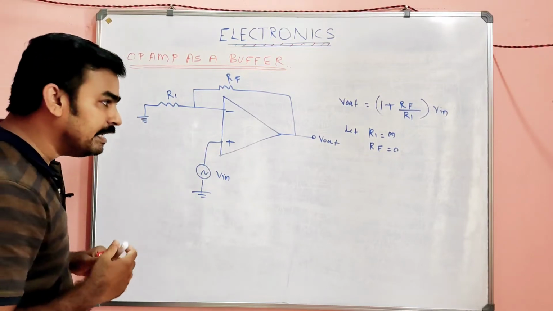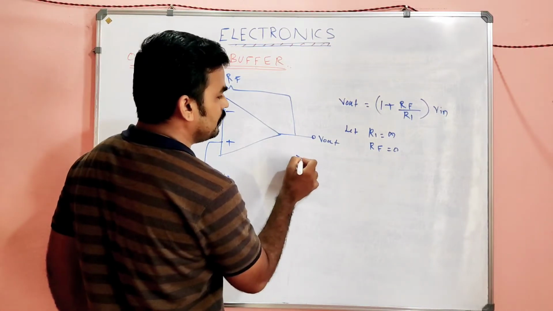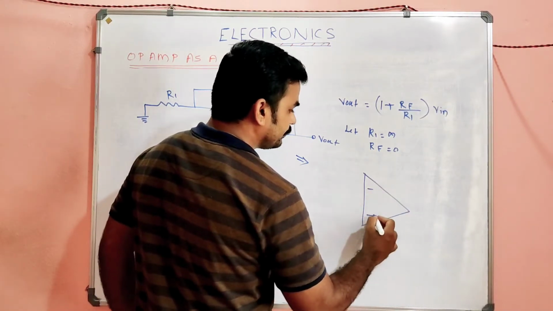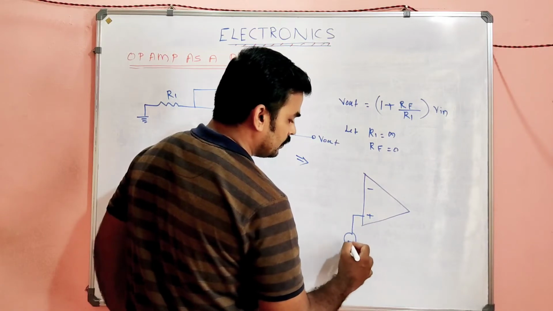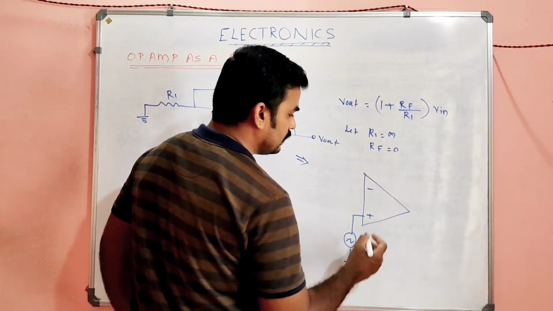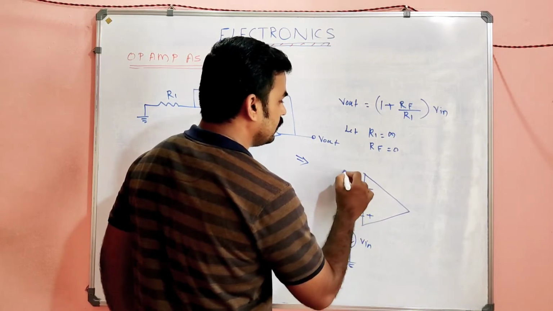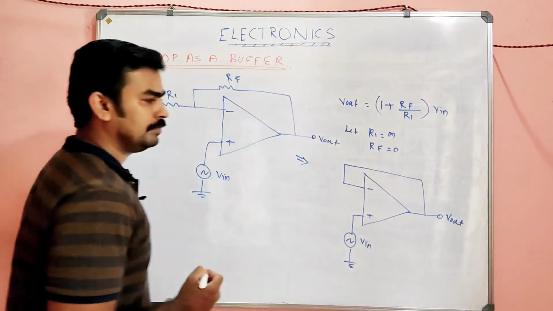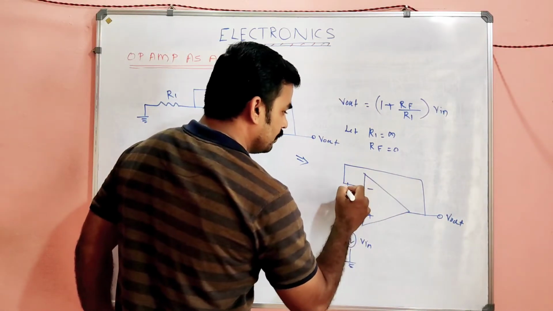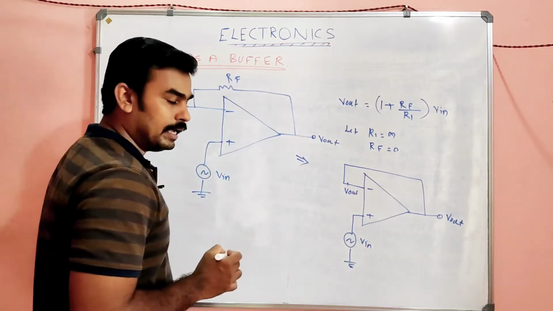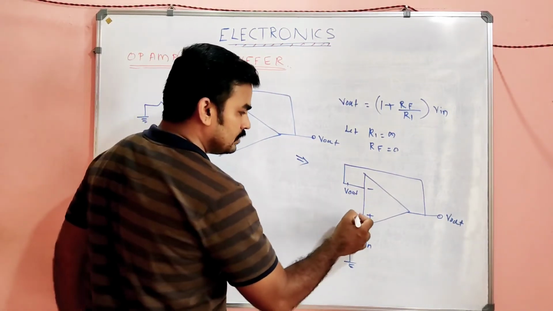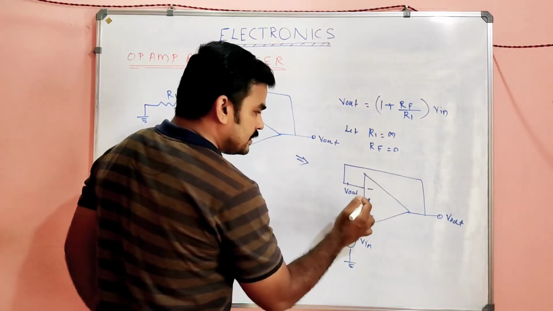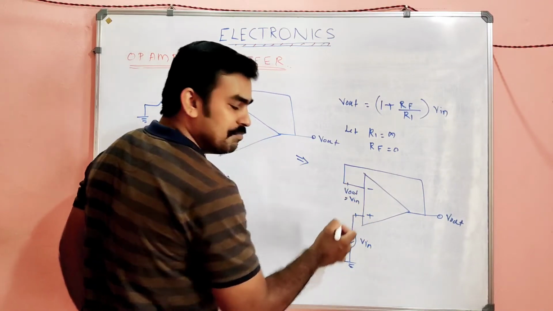Then the circuit will be re-modified like this. V input, there is no change in that. The circuit will be re-modified like a simple wire, and the same V out will exist here also. Whatever voltage exists, the same will be here also. That means V out will exist here and V in is also the same. V out will be equal to V in.